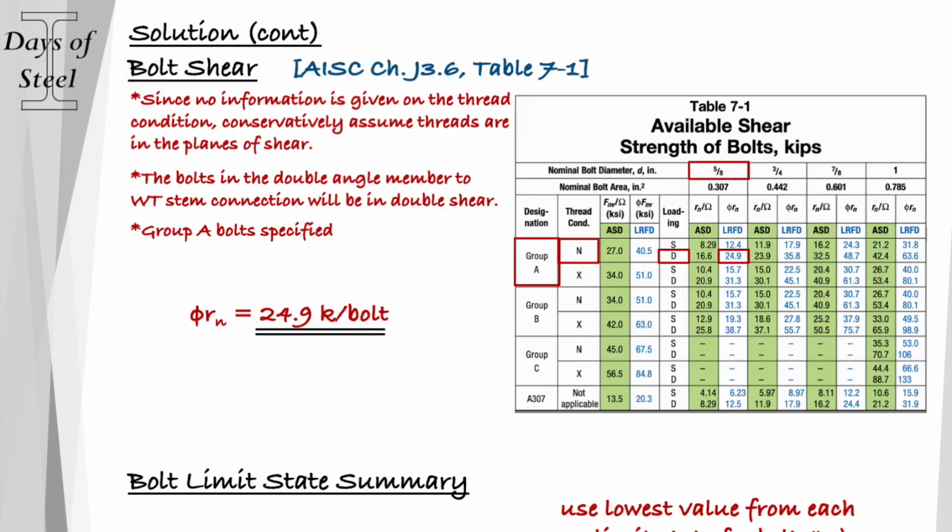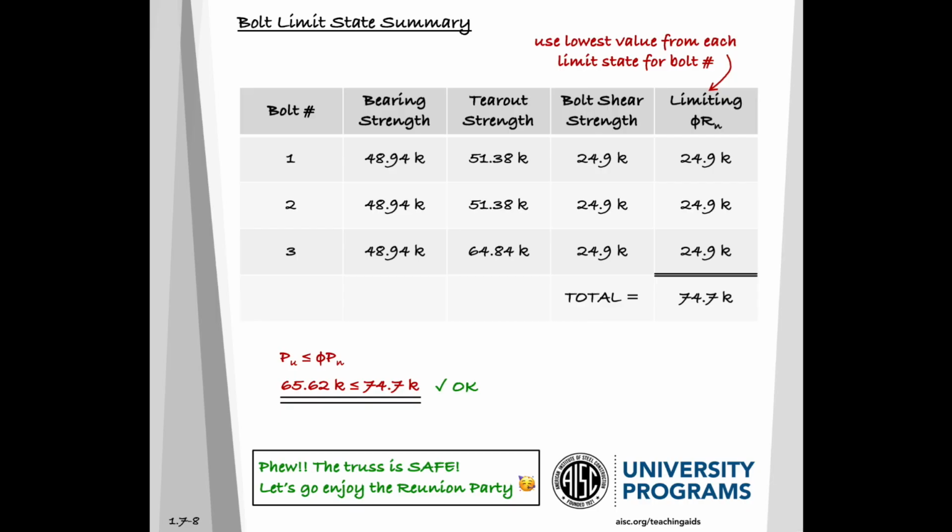Finally, in order to obtain our phi Pn for bolt limit states, we will create a table with all of our limit states. We will pick the lowest values of phi Rn for each bolt and add them together to get our final phi Pn. Often, the bolt limit states control, but we shall see.